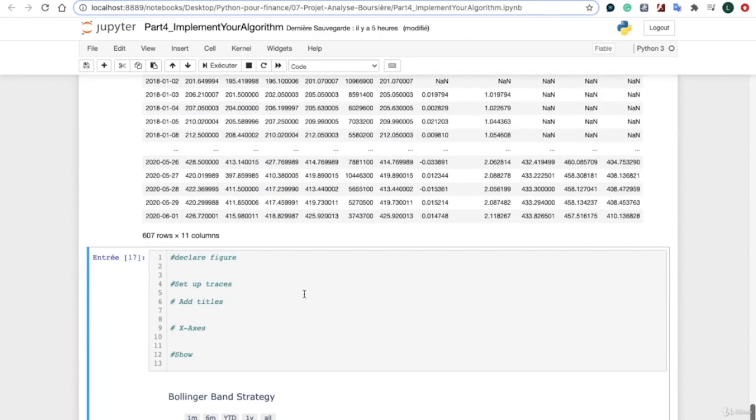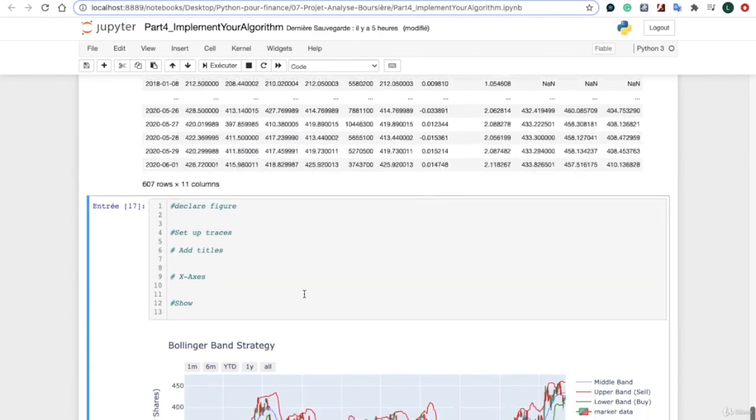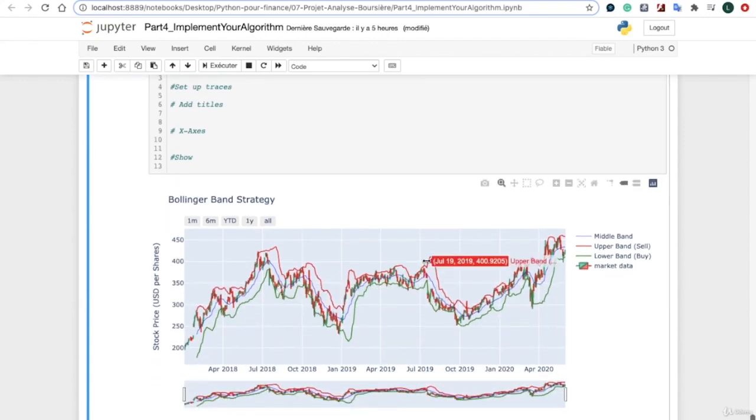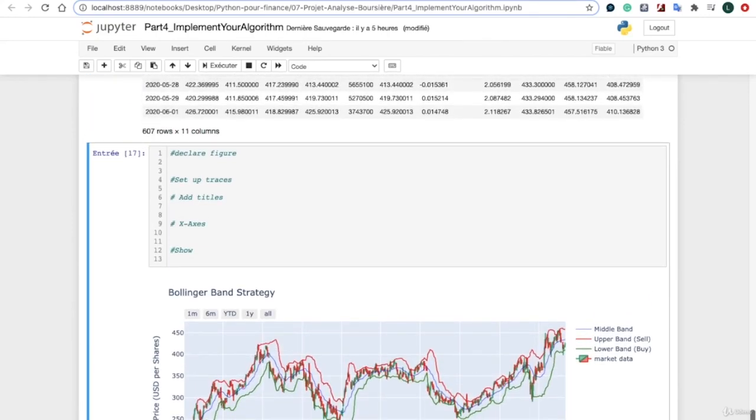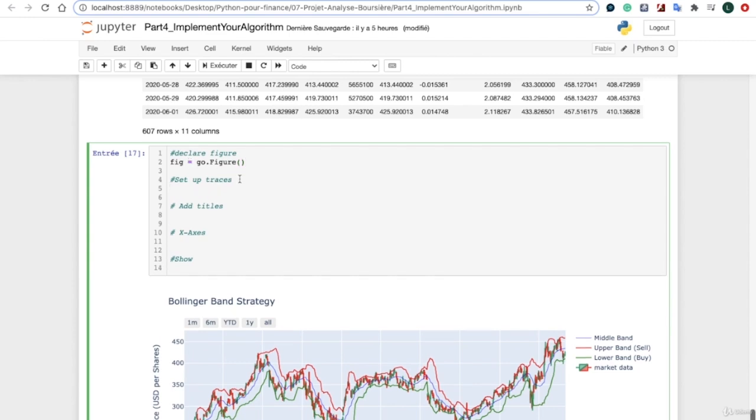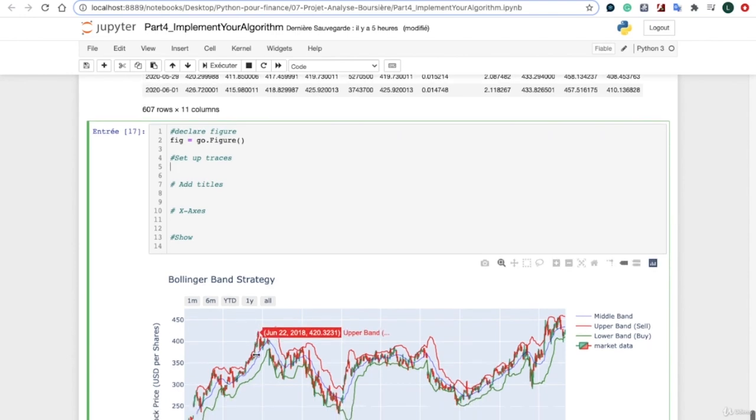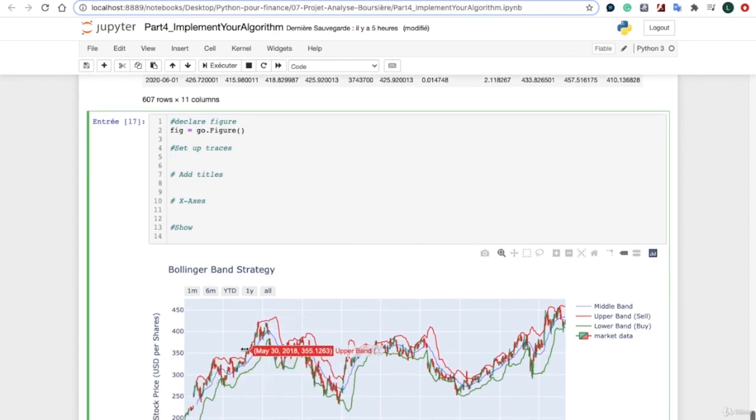Once we have everything, we are going to develop our graph. We will start by declaring and showing the figure as usual. If you remember, in order to declare the figure is fig equals go.Figure. We will have to set up the traces. Right here we will have 4 traces. One candlestick, which is going to represent the actual share price, and three traces: the upper band, the lower band, and the middle band.